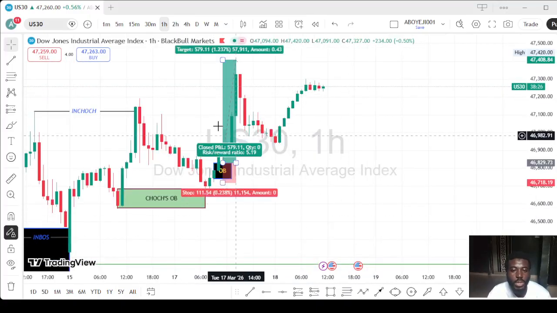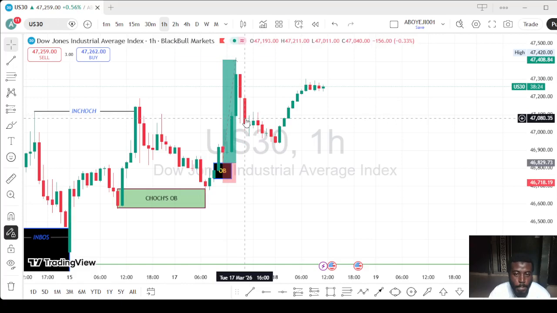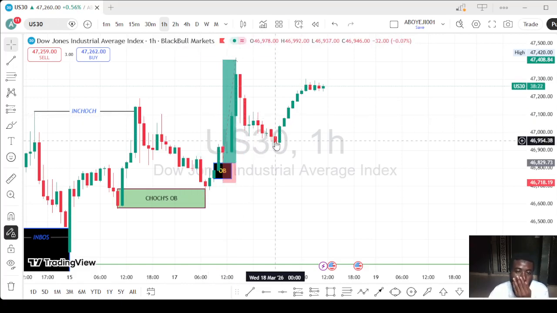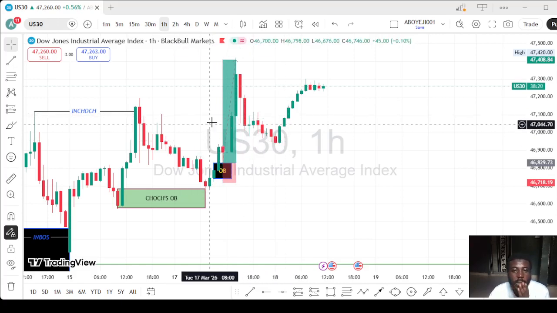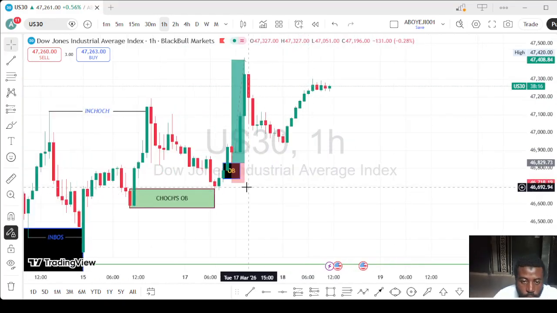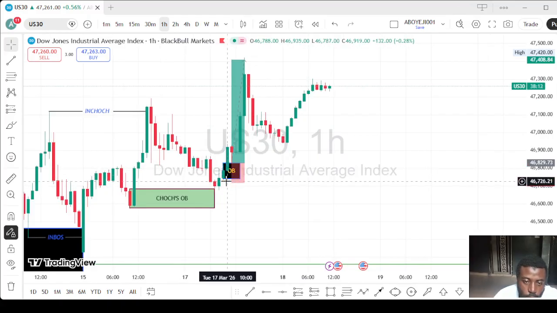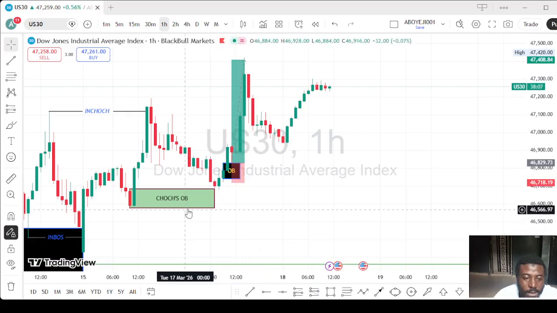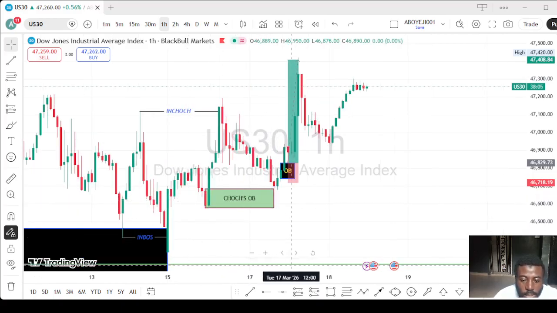This is the trade we took yesterday, but this trade is for 15 minutes. Seriously, it's for 15 minutes. But as for now, let's follow the recent trend.